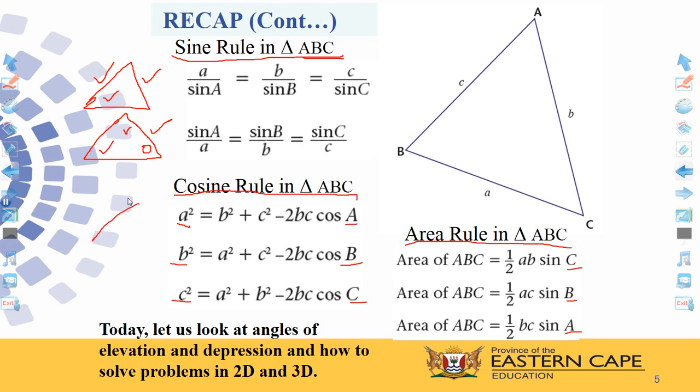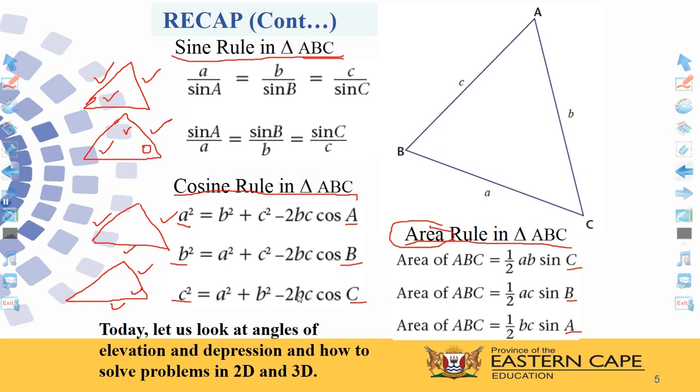Then for the cosine rule, we said you have to be given all the three sides, or you have to be given two sides and an angle formed by these two sides. That is called the included angle. And for the area rule, I always say just look for the word area. Either you are asked to calculate the area, or you are given the area and you are asked to calculate one of the sides or one of the angles. Then you use the area rule, right?